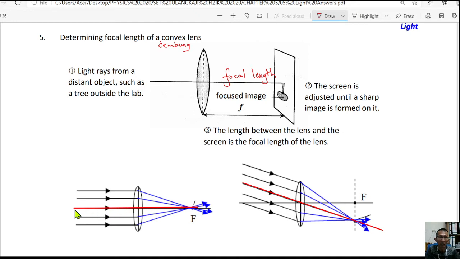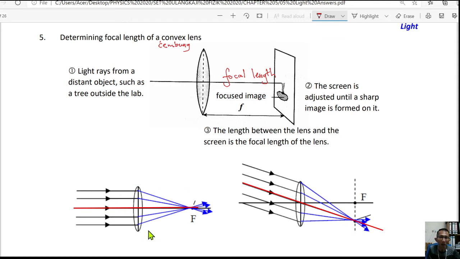I purposely draw this line in red because I do know that anything that goes through the center of the optic, the optical center, that line will not be deviated. It will just go straight. You can see here this red line goes through the center of the lens, the optical center. It will just go straight. It will not be deviated, it will not be deflected.